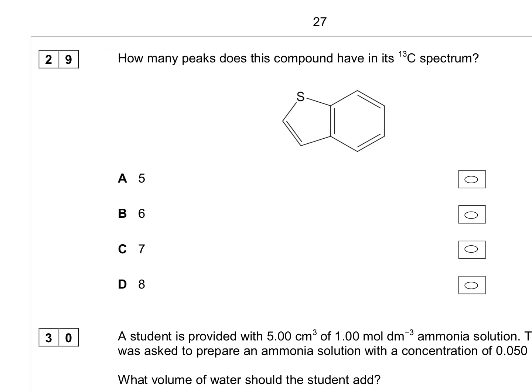So question 29 is about carbon-13 NMR. Remember, every individual carbon that's in its own environment will have a peak in the carbon-13 spectrum. There's no symmetry in this molecule, so all of the carbons are considered to be in their own environments. So it would have a peak for every one of those carbons.